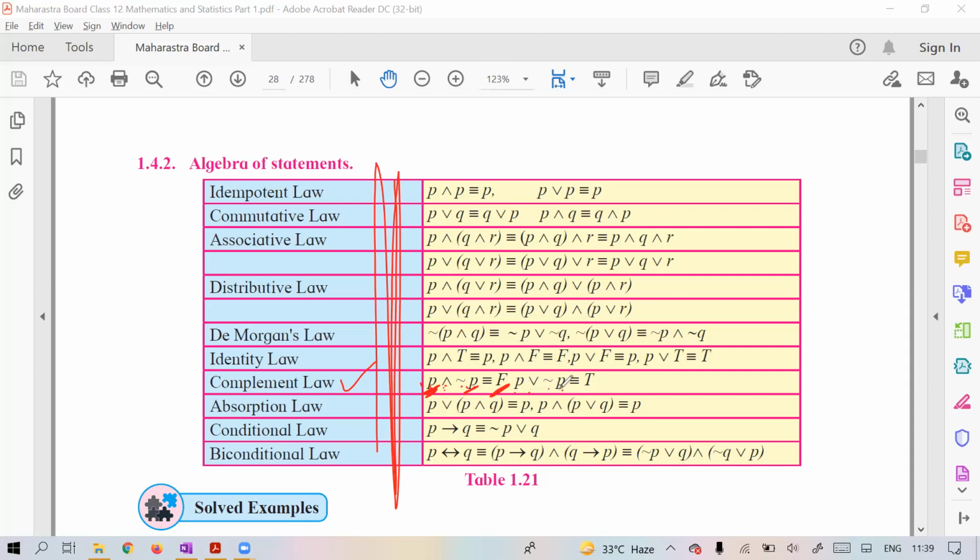P or not P. So if P is true, then not P is false. So true or false is true. If P is false, not P is true. So false or true is true.